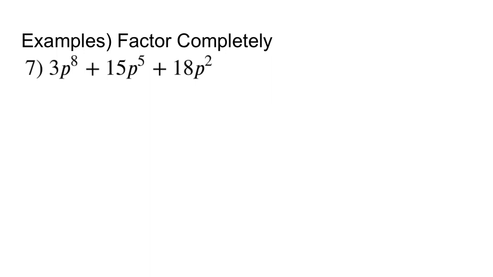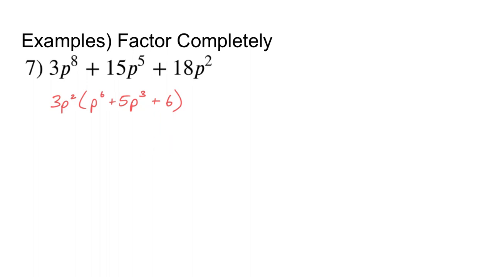3p to the 8th plus 15p to the 5th plus 18p squared. Well, the first thing I always do is I always look for a GCF, and in this problem I do have one. In this problem I have a GCF of 3p squared, so I'm going to factor that out. That'll leave me with p to the 6th plus 5p to the 3rd plus 6. Now, this 3p squared we're going to ignore for a while, but this p to the 6th plus 5p to the 3rd plus 6, that's a quadratic-like equation.